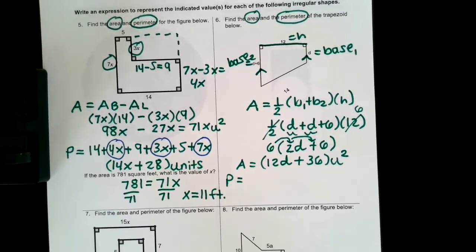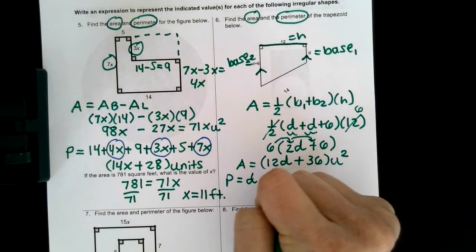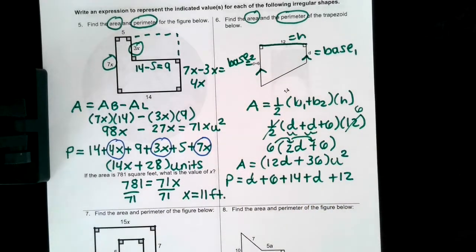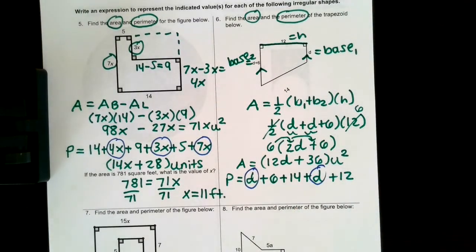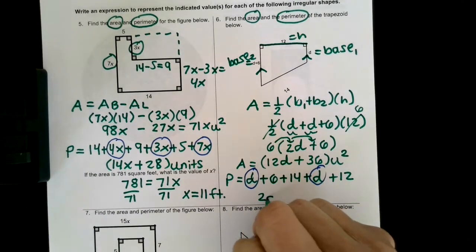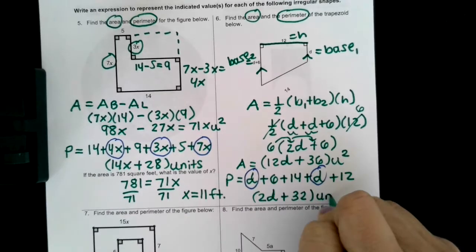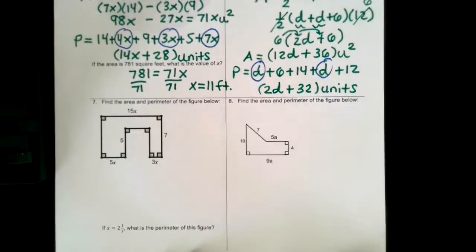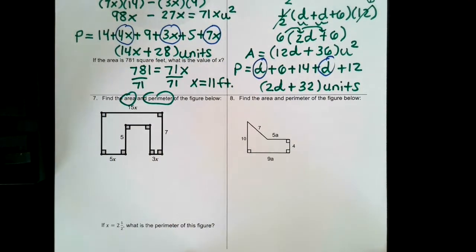Okay, so next for our perimeter, we're just going to add up the border all around. So we can start with the base, D plus 6, plus 14, plus another D, and plus 12. Again, we're looking for anything that has like terms. So we're going to add our D's together and get 2D plus 32. We combine our numbers, and I'm just going to write units after on my answer. Okay, moving on to number 7. We have to find the area and perimeter of the figure below.